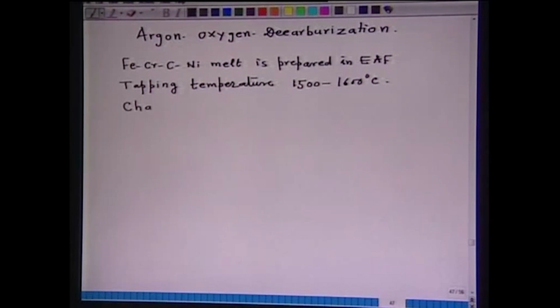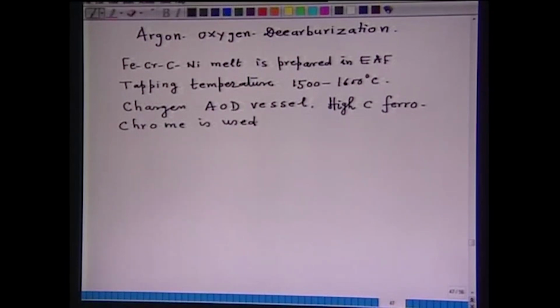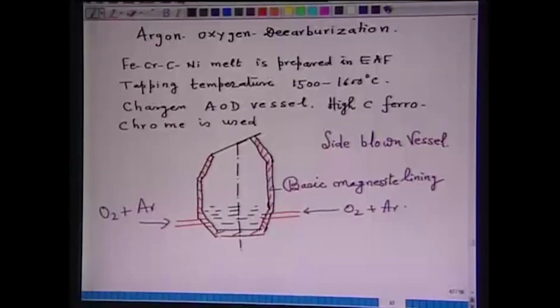It is charged in the AOD vessel. Here high carbon ferrochrome is used to prepare stainless steel. Typically, I have shown the AOD converter. It is again a pear shaped vessel lined with basic magnesite lining.